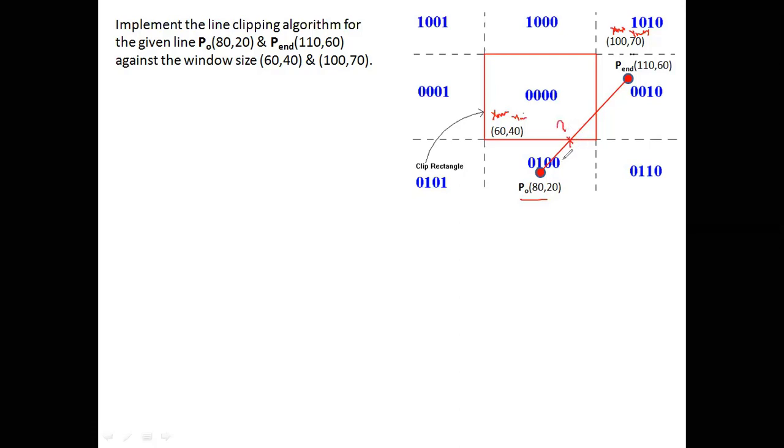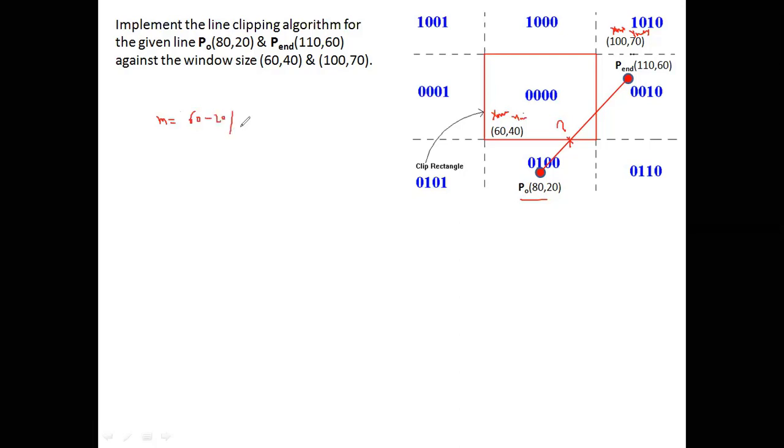So we will calculate the slope. M is calculated as y2 minus y1 over x2 minus x1, that is minus 60 minus 20.